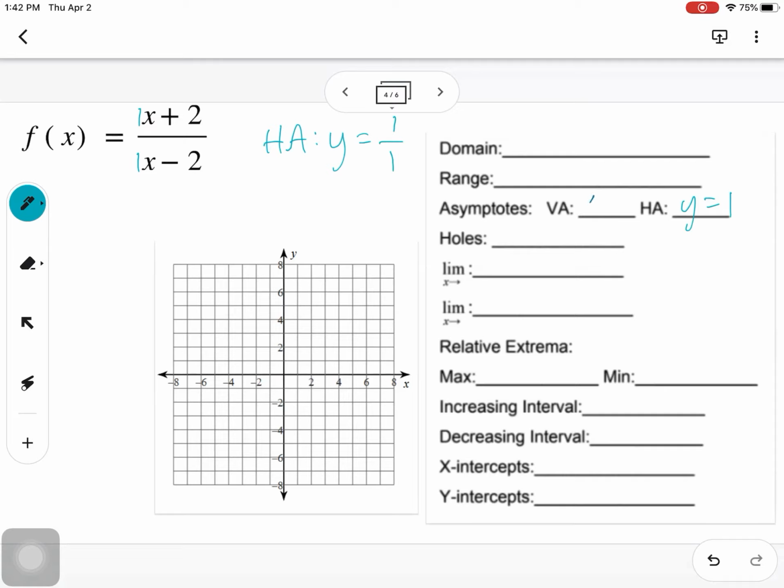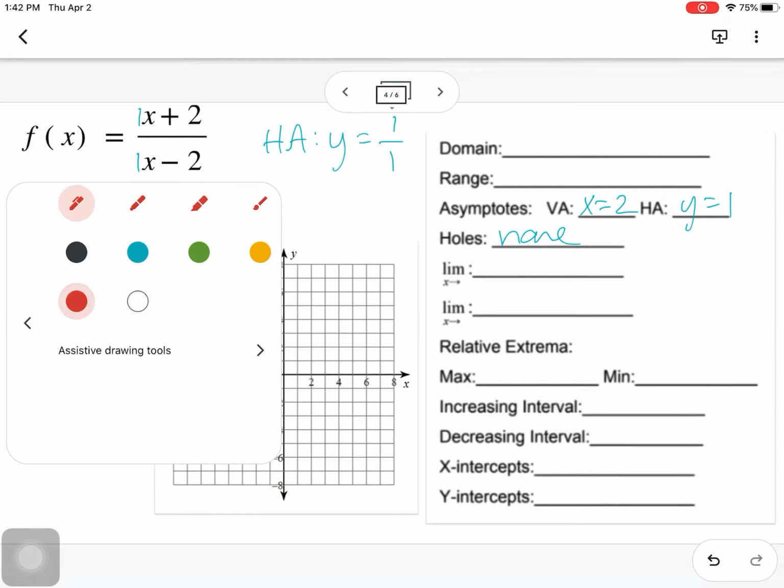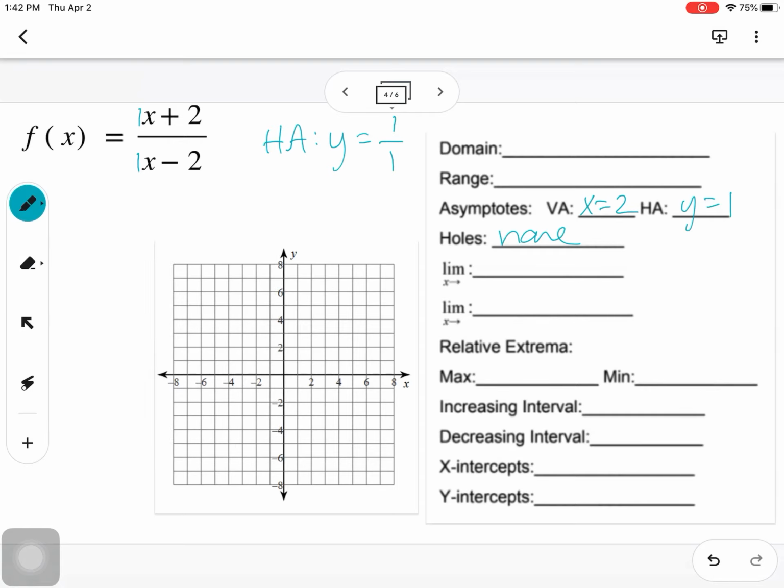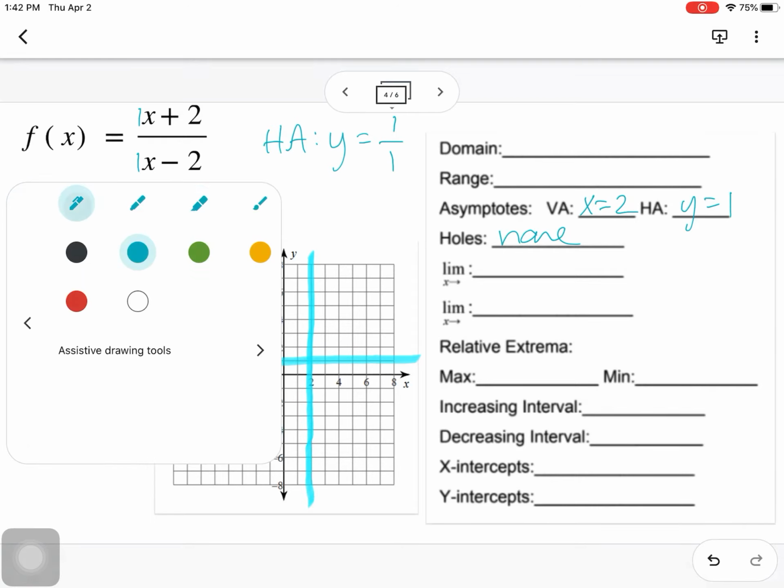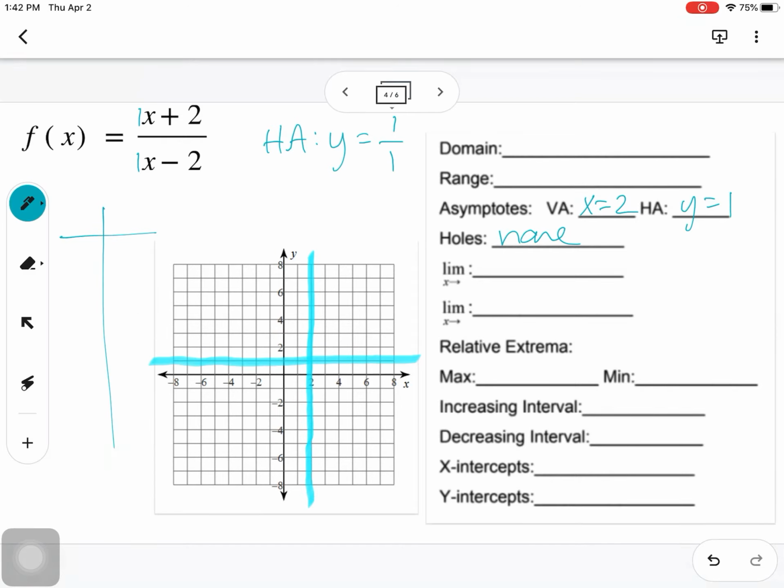My vertical asymptote comes from setting my denominator equal to 0, so it's going to be at 2. My horizontal, or my holes, I don't have because I didn't simplify anything out. That's what it starts like if that's the case. I am going to go ahead and draw in my asymptotes to help make sure I'm plugging in these points correctly.